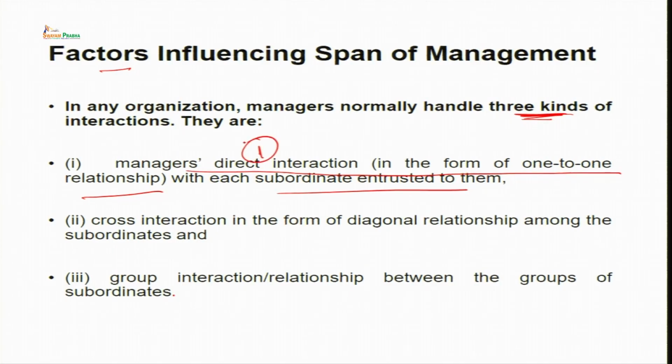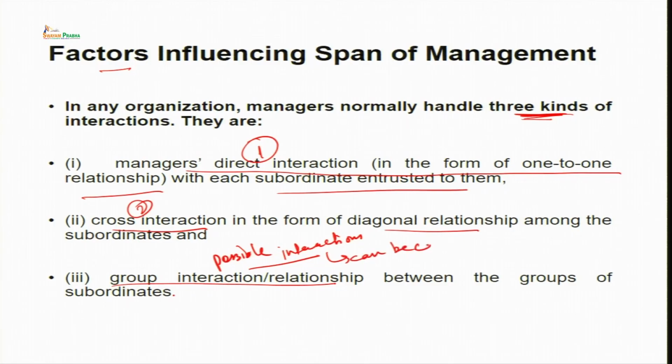One is the direct interaction, one-on-one with the subordinate. The second is the cross interaction in the form of diagonal relationship among the subordinates, and the third is the group relationship between the groups of subordinates. The possible number of interactions can be calculated with the help of a formula, where the formula gives the number of interactions among subordinates, and n is the number of subordinates.